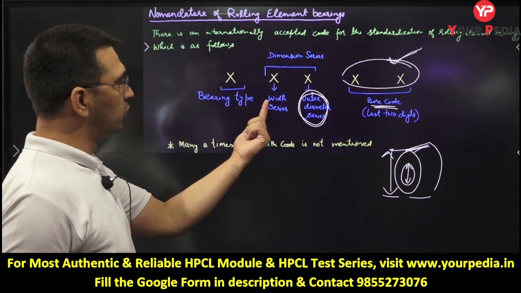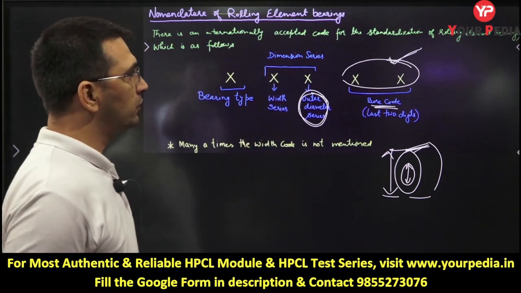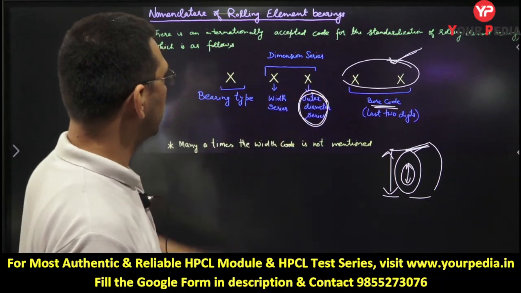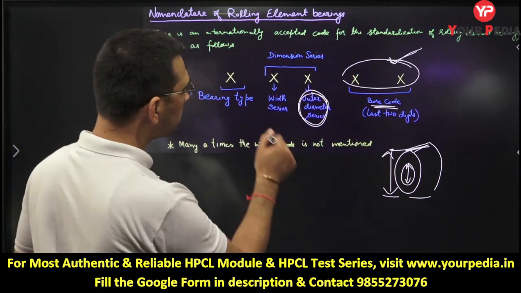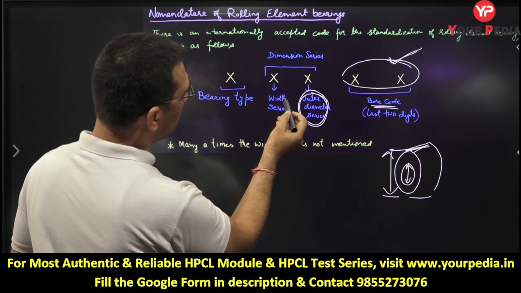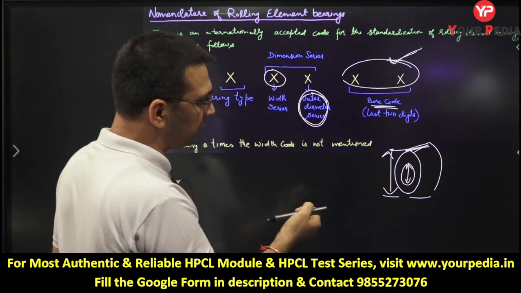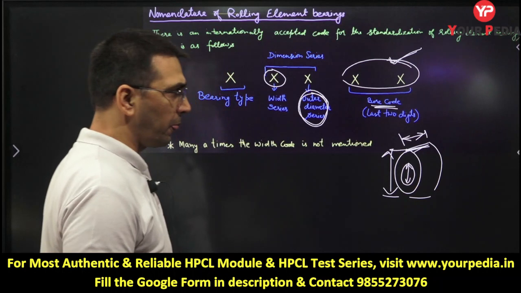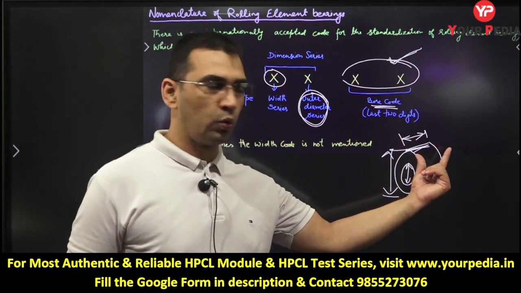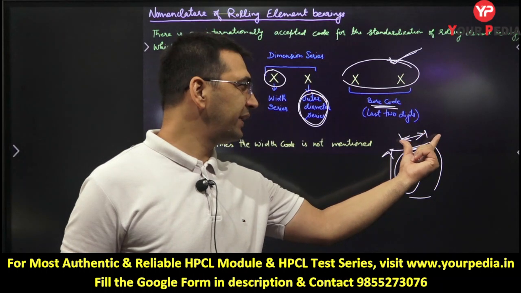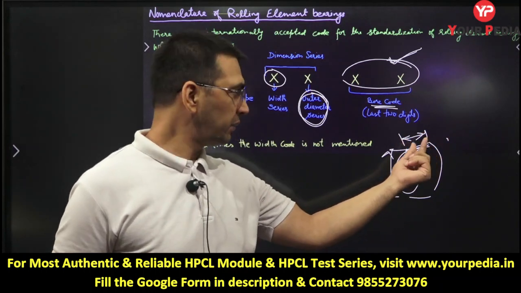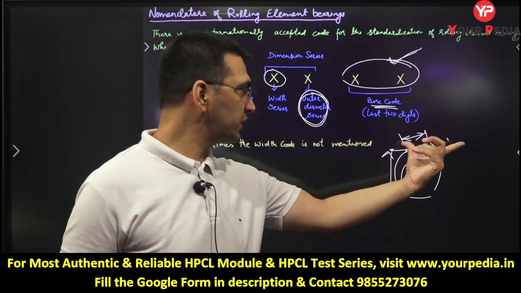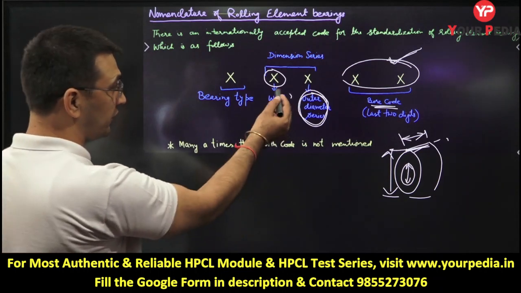And then next number, as you move from this end, you are having the fourth number. Fifth, fourth, third and second number over here if you go that way. So this denotes basically the width series. Width means, as you know, bearing is going to have some width. So depending upon the width, you have given a certain code. Sometimes you also call it the length of the bearing, sometimes the height of the bearing. But keep it in mind, when we are talking about the width, height or length, we are talking about this dimension, right? So this will specify the width series.